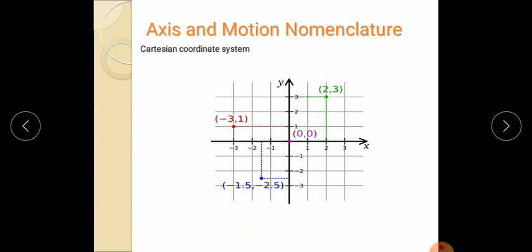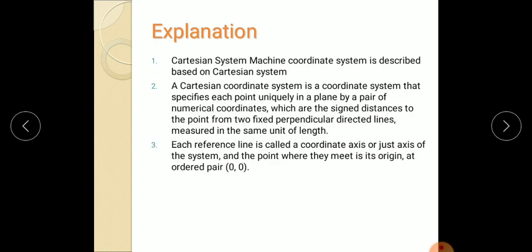It specifies the exact distance along the x and y axes between two points, whether negative or positive. This is nothing but the Cartesian coordinate system. So this was the explanation of the Cartesian coordinate system.